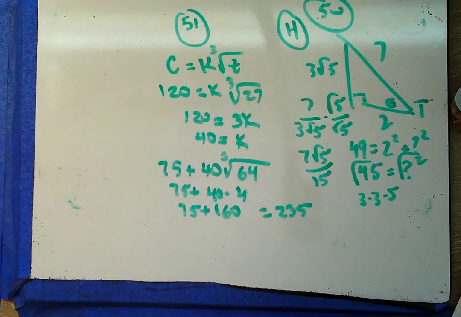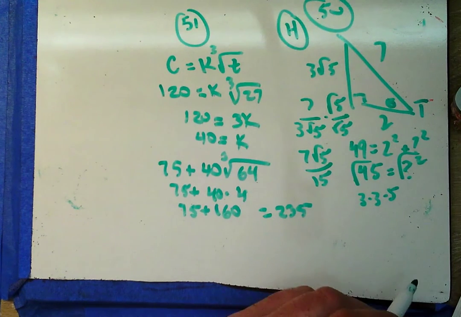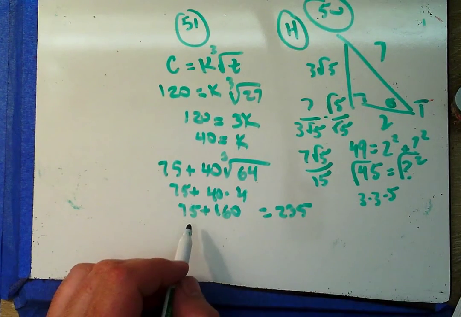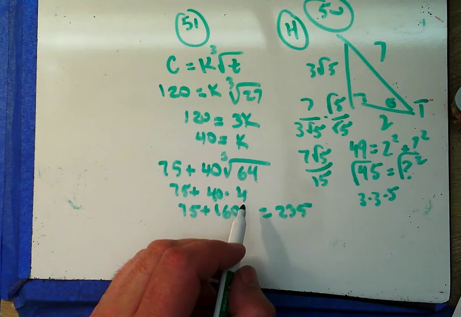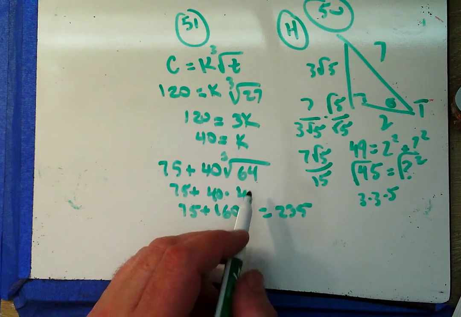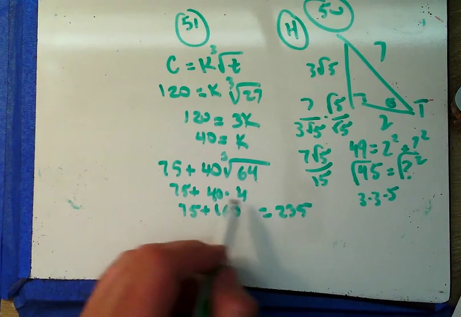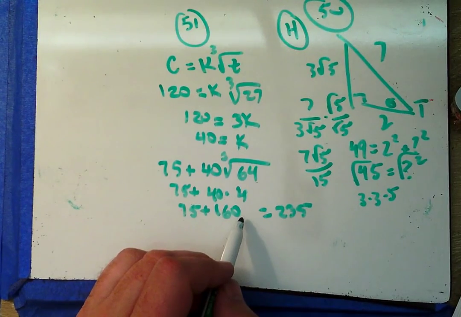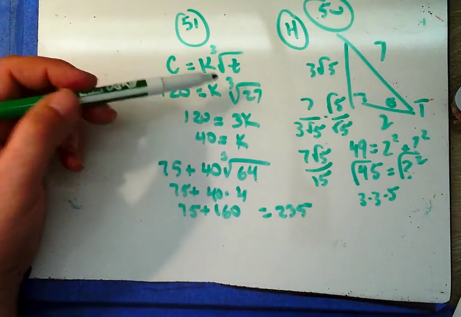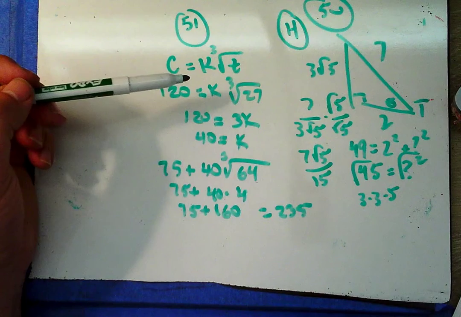For a lesson involving 64 minutes of plane, what is the total amount? 75 plus the cube root of 64. 64 is 4 times 4 times 4, so the cube root of 64 is 4, 160, 235. I don't see 235. I must have made a mistake back up here.